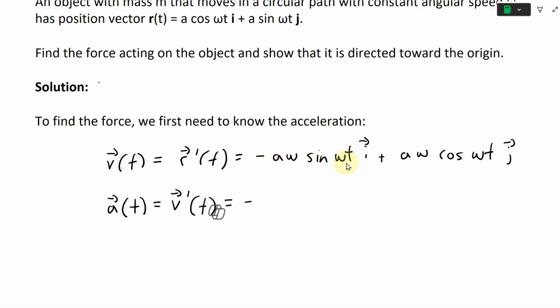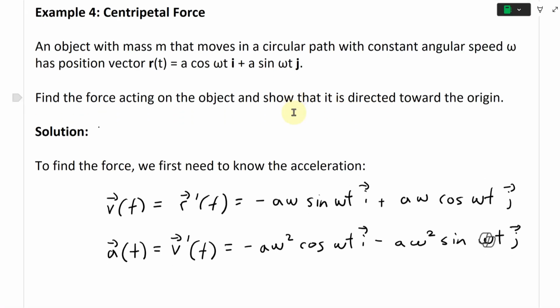And then we have to use the chain rule, put the omega in there. So we're going to have, take it out, omega squared times cosine omega t, and then the i vector, plus, now, well, this one, cosine's going to be negative sine. So it'll be the same thing, but now we have an omega squared, and then sine omega t, like this. And then this is a j vector. So that is our acceleration.